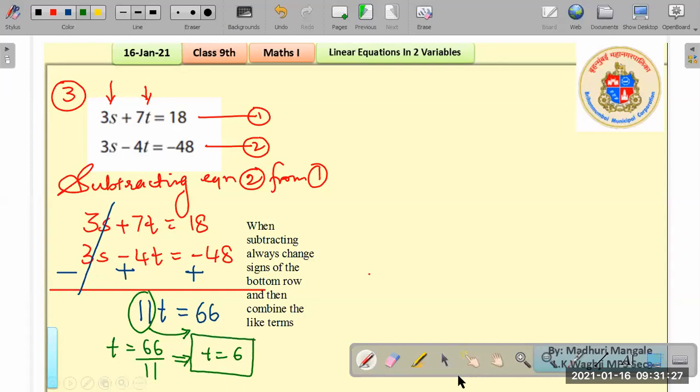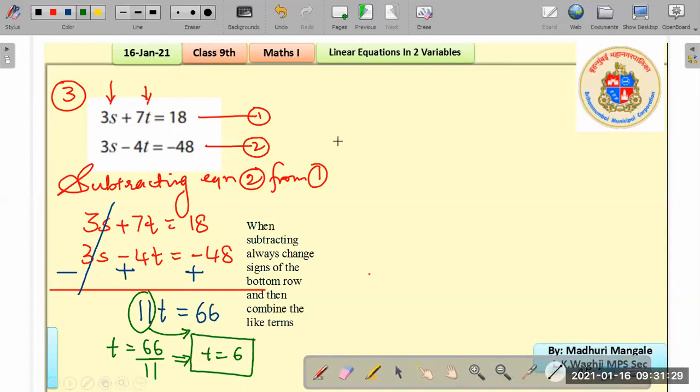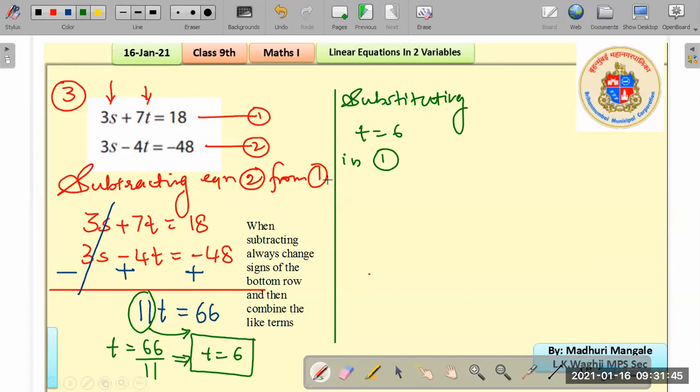Okay. And then the next step, we have to solve for s. We need to find s. So what should be done? Substitute this t in any one of the equations. So substituting t equals 6 in, let's say, equation 1. If we substitute t equals 6 in equation 1, what do we get? It's 3s plus 7t equals 18. Instead of t, we are going to write 6.